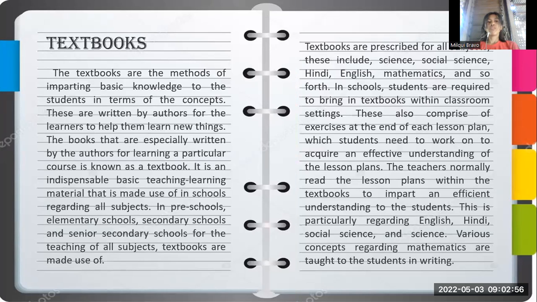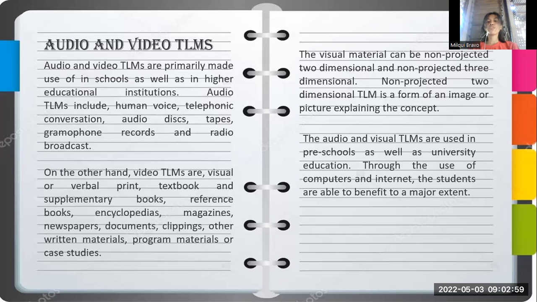So the visual materials can be two-dimensional and non-projected three-dimensional. Non-projected two-dimensional TLMs are in the form of an image or picture explaining the concept. Audio and video TLMs are usually used in other countries. We use them in the Philippines, usually in preschools as well as university education, through the use of computers and internet. The students are able to benefit to a major extent.